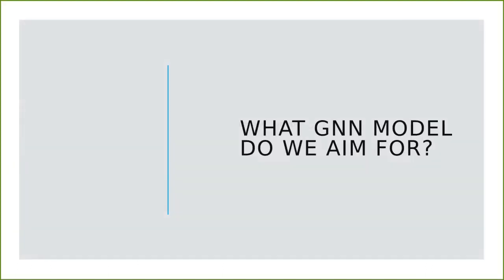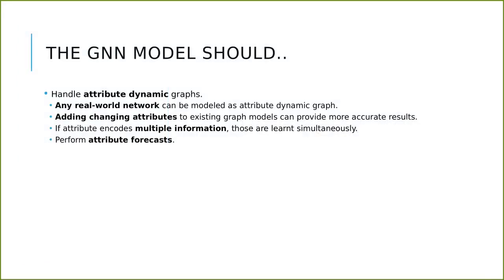Now the next question is what we want to do with all this and what our GNN model should be able to do. So first of all, the GNN should be able to handle attribute dynamic graphs. And this is because it has already been shown that nearly any real-world problem can be modeled as an attribute dynamic graph. Another benefit of our model is that existing graph models can be extended by including changing attributes, leading to more accurate results. And if the attributes encode multiple information, for example, in a vector, those are learned simultaneously.